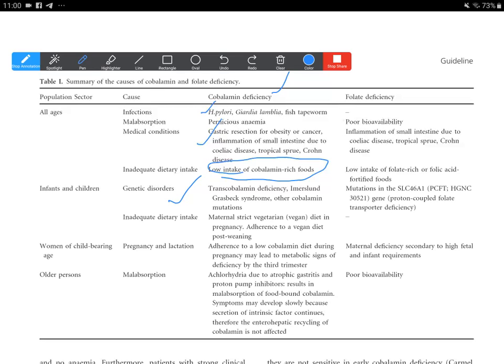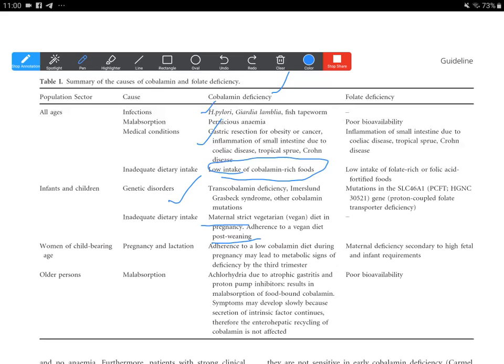So we basically have decreased dietary intake if meat, fish, eggs and dairy are not included in the diet, and from the mother this can pass on to the child, which can manifest this. This could be due to the maternal strict vegetarian diet, and also post weaning there could be adherence to a vegan diet in the child as well.